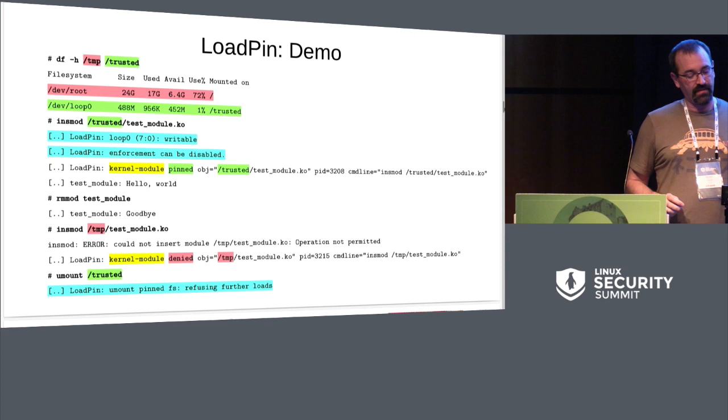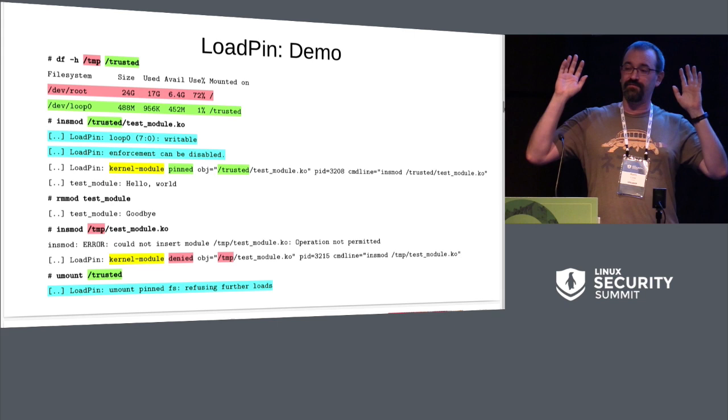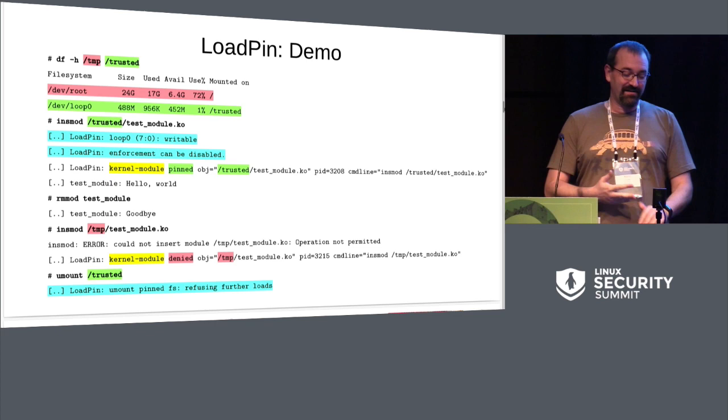And then you can unload the module and reinsert another module out of slash temp. And it says, that kernel module has been denied out of temp, I don't like you. And then if you unmount whatever file system you had been trusting, LoadPin says, hey, you took the file system away. I have no idea how to find it again, so I'm never going to let you load anything else again. Anyway, that's the rundown on easy LoadPin things.